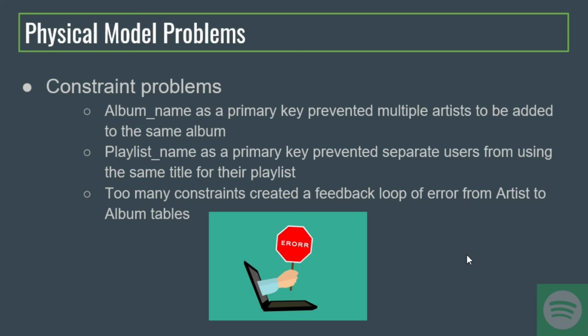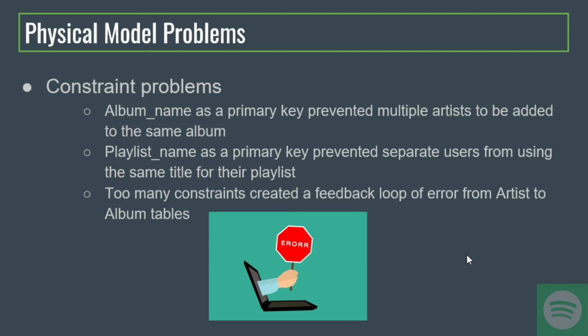We ran into a similar issue with the playlist table. We'd made playlist name a primary key, which prevented separate users from using the same title for their playlist. And that was an issue because everyone knows that it's common to have a workout playlist or a Christmas party playlist, and we needed to allow our users to name their playlist whatever they wanted, regardless of whether that name already existed in the database. So we solved that in a similar way. We just created a playlist ID attribute, made that the primary key. We still kept playlist name so that we could keep track of that, but we didn't need to make any composite key there.